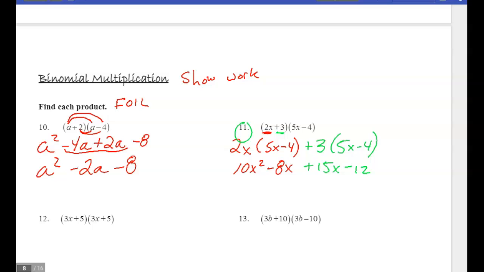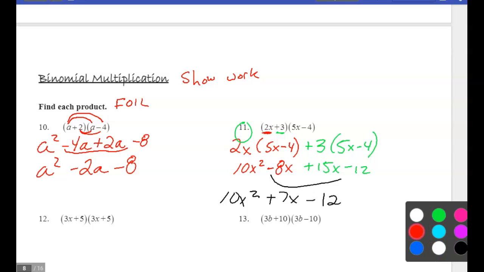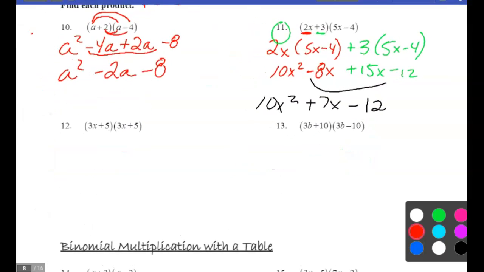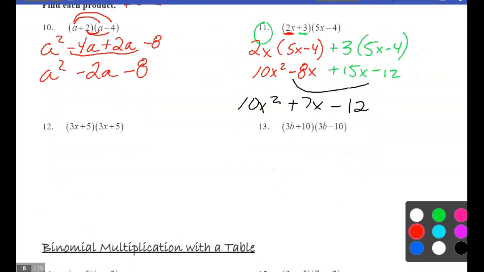So then you end it with combining everything. So I'll just make this a different color here, because you have to take these 2 things and combine them, just like we did in the first step. So my 10x squared drops down, but -8x and 15x combines to get 7x. And then that -12 drops down. So again, that's probably the best way if you're trying to set yourself up for success later this chapter. I'd recommend following number 11's setup.